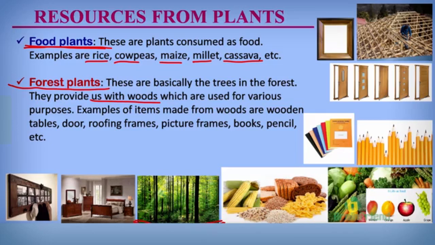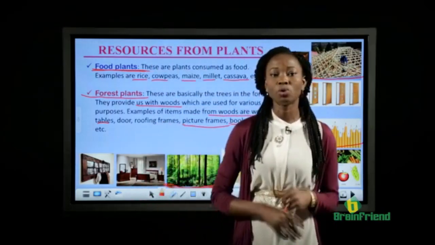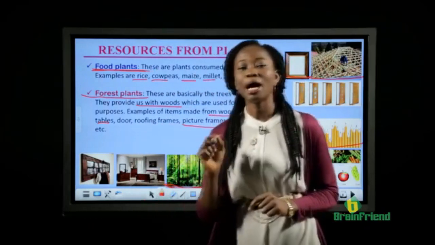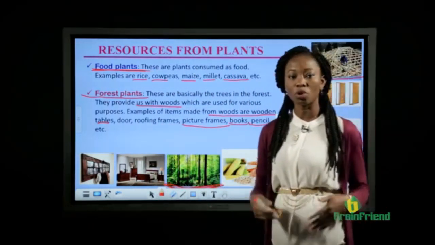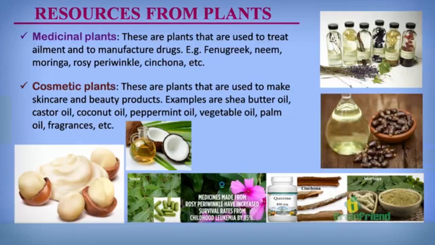Examples of items made from wood are wooden tables, wooden doors, wooden roofing frames, which we use to build our houses and make the roof of houses. Wooden picture frames, which we use to put our pictures. Books are also made from wood. Books, paper, sheets of paper, they are all made from wood. The pencil we use to write is also made from wood. We have cabinets in our houses, drawers, lockers in our school, our desk. All of these items are made from wood, and wood is gotten from forest trees. So forest plants provide us with wood, which we use to make various kinds of items.